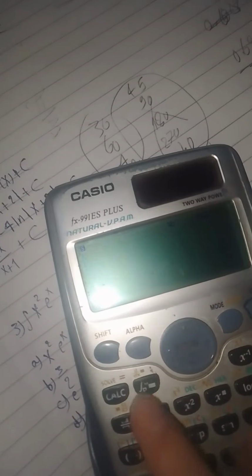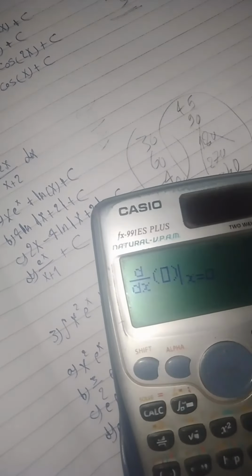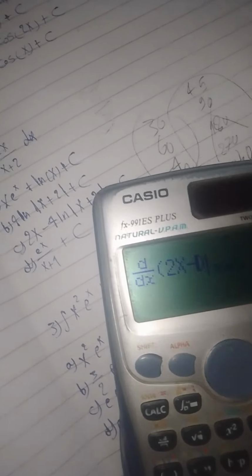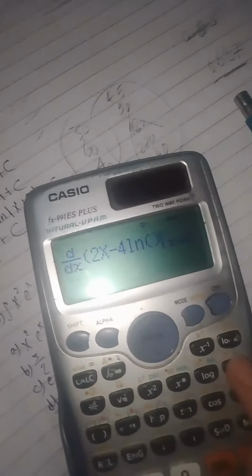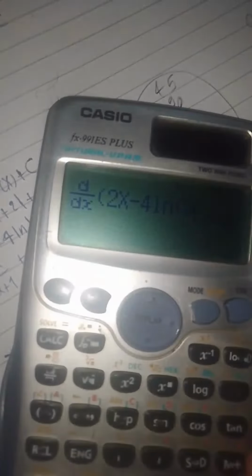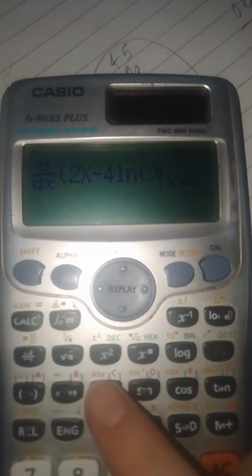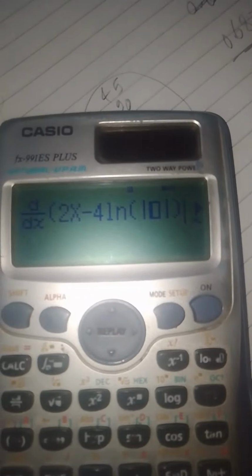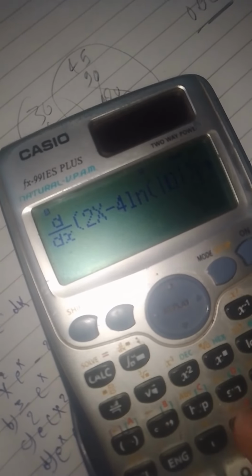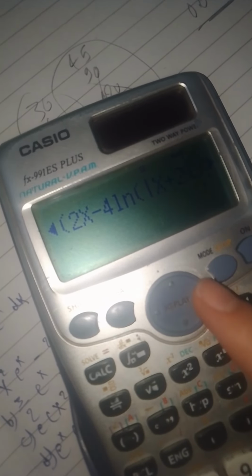We have shift differentiate. We have 2x minus 4. Alright, here we have an absolute value, so we must keep it. How to get it from the calculator? As you know, shift hyp. So this gives absolute value. And we have x plus 2, close bracket.